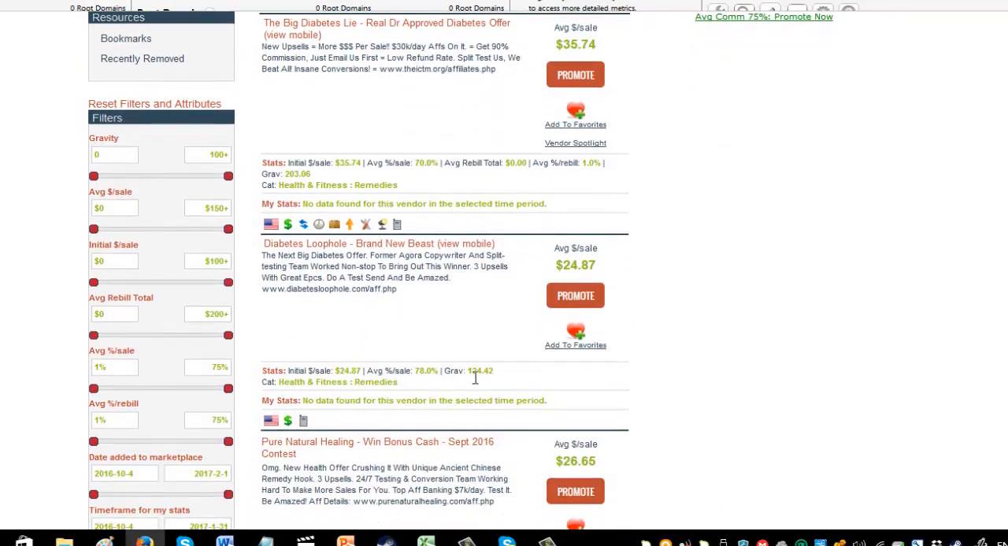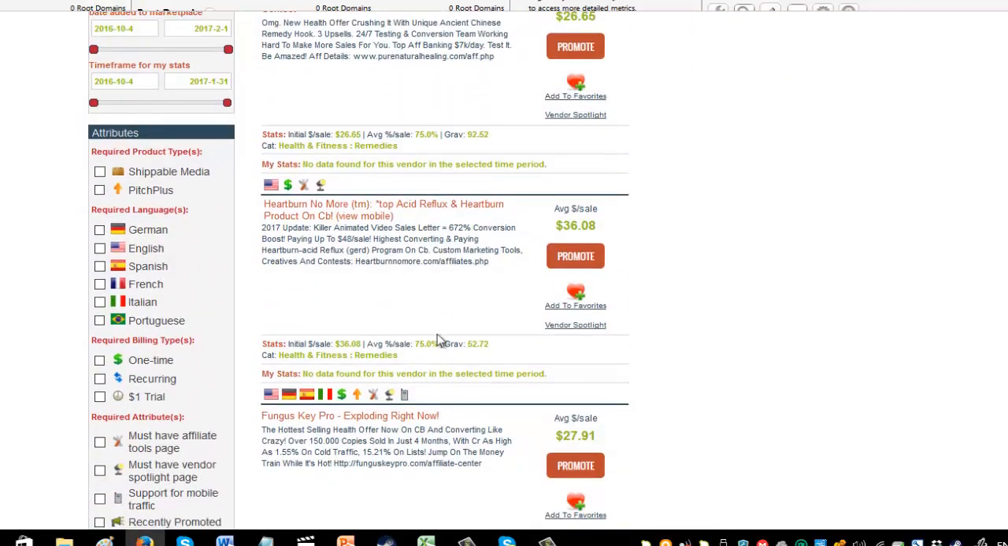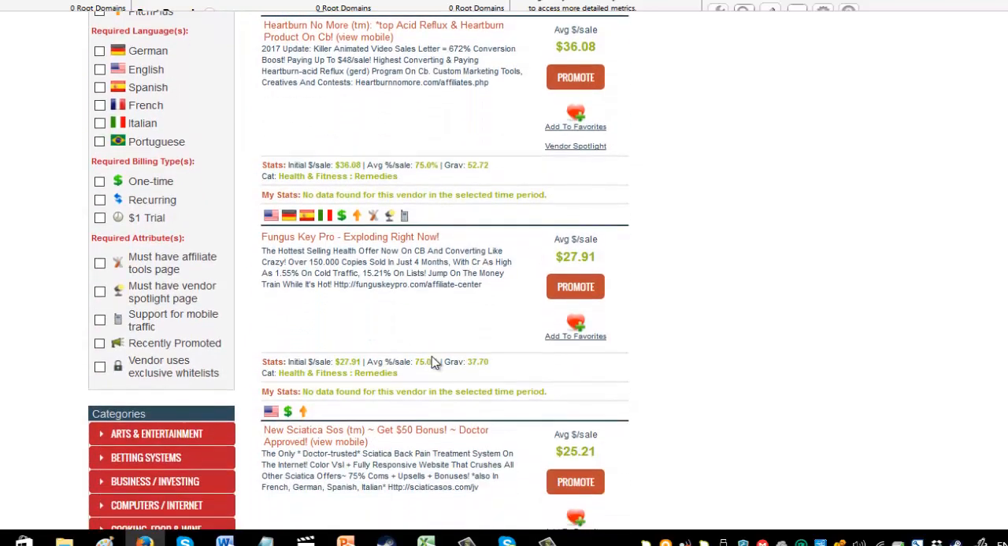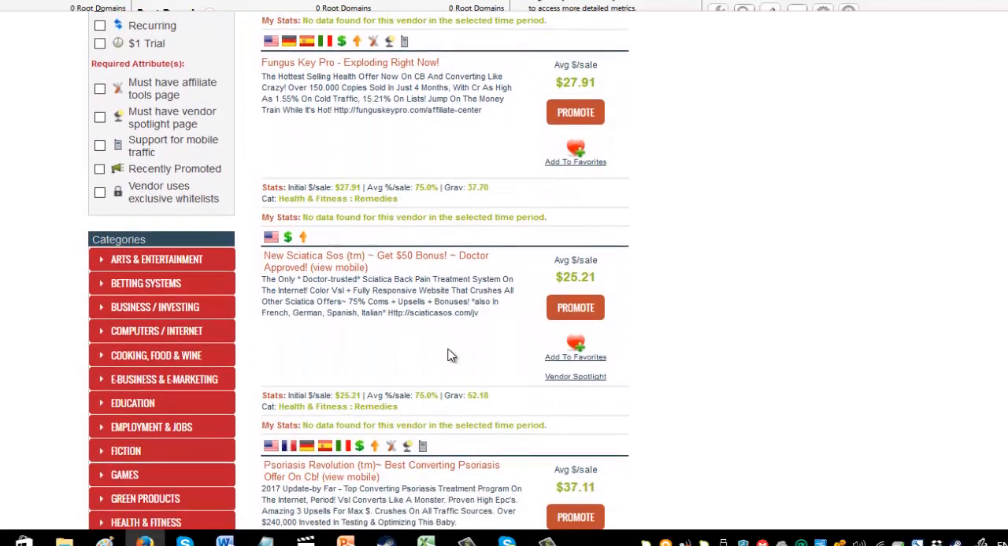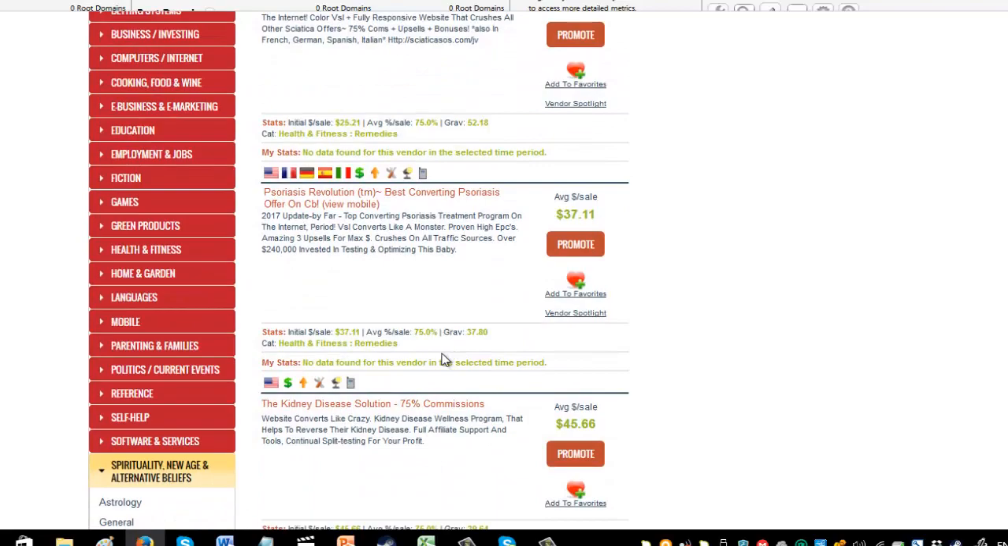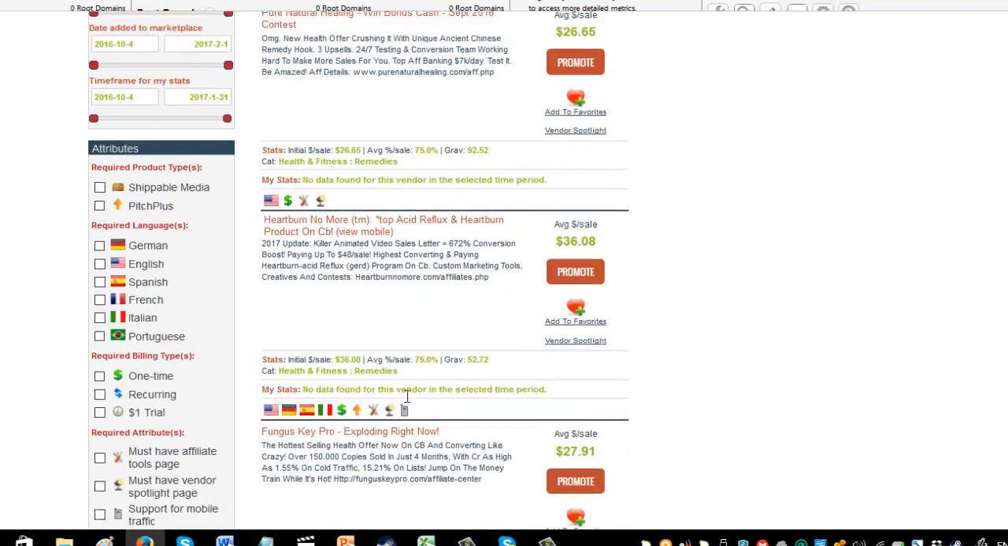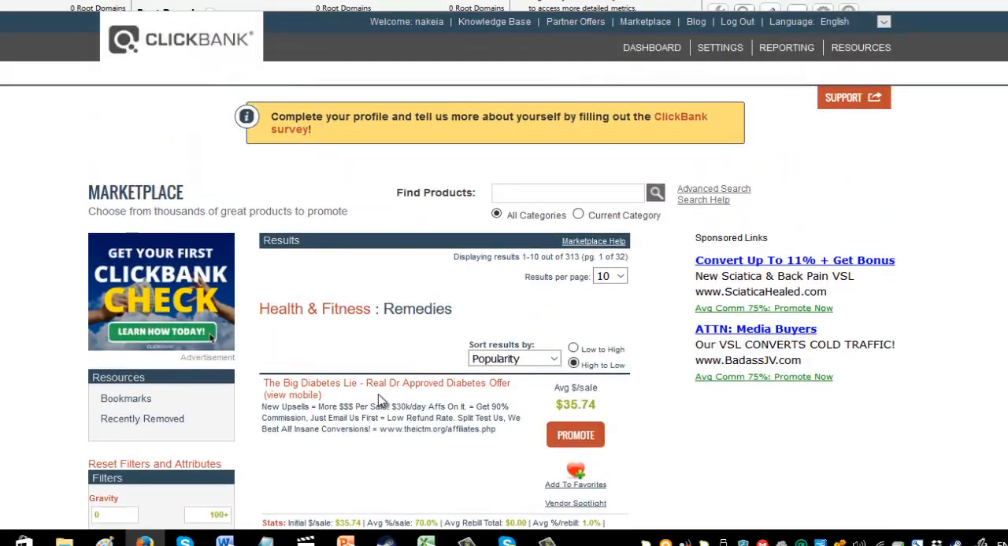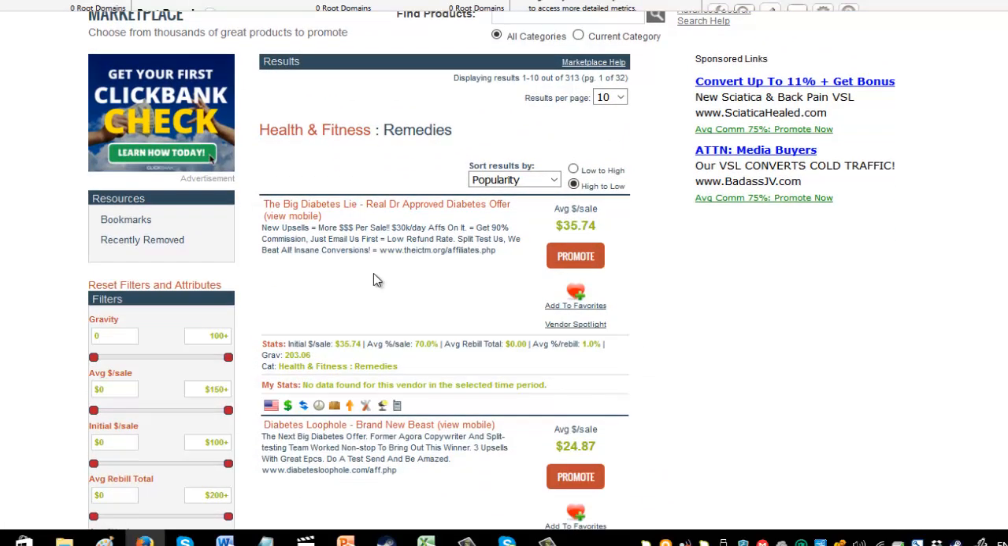Okay, so this works well. This one here has a good gravity. This one here has a good gravity. You know, anything above 10 to 15 is good. Okay, so there are heaps with good gravity. All right, so what you want to do is jot down, I usually jot down about 4 or 5 different product names, because this is going to help us research this particular niche.